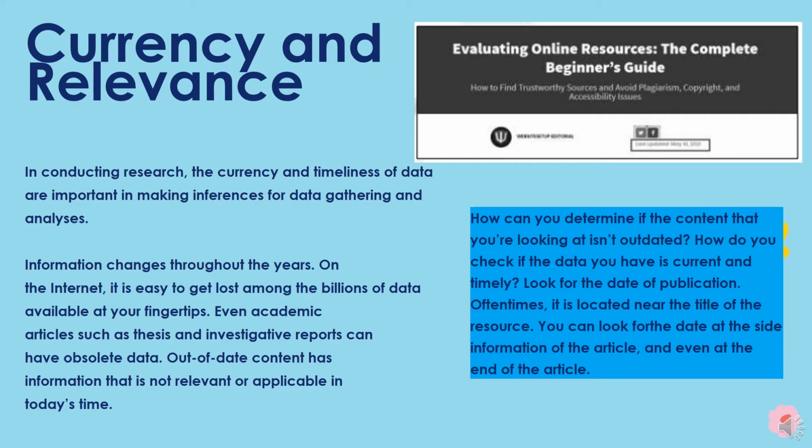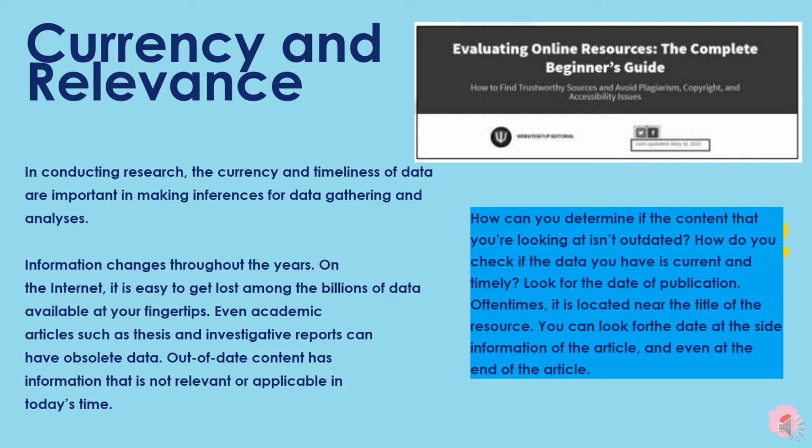The third one is currency and relevance. In conducting research, the currency and timeliness of data are important in making inferences for data gathering and analysis. Information changes throughout the years. On the internet, it's easy to get lost among the billions of data available at your fingertips. Even academic articles such as theses and investigative reports can have obsolete data. Out-of-date content has information that is not relevant or applicable in today's time. But how can you determine if the content that you're looking at isn't outdated?